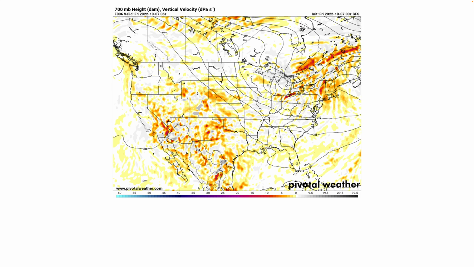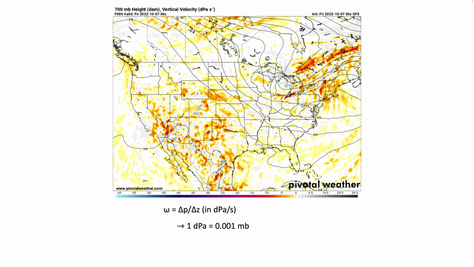Now what I have here is a map of the United States from the 7th of October 2022. And what I'm showing here in this map is vertical motions. So for vertical motions in atmospheric science, we use a quantity called omega. And what omega does is it measures the rate at which pressure changes over some sort of a vertical distance. And we measure omega in this particular case in decapascals per second. And a decapascal is 1,000th of a millibar.